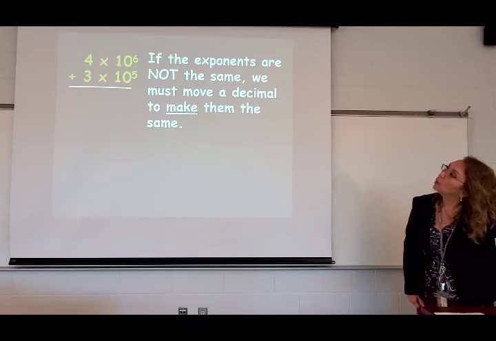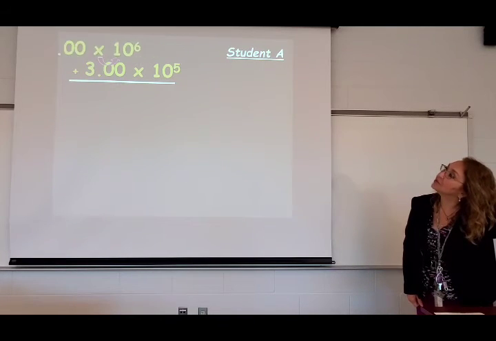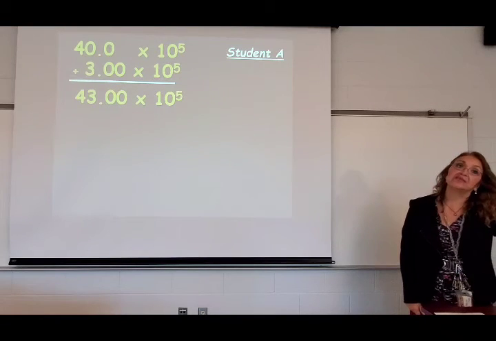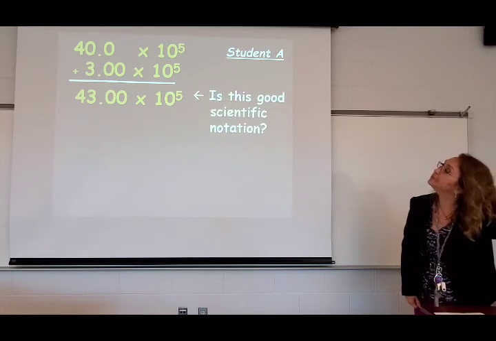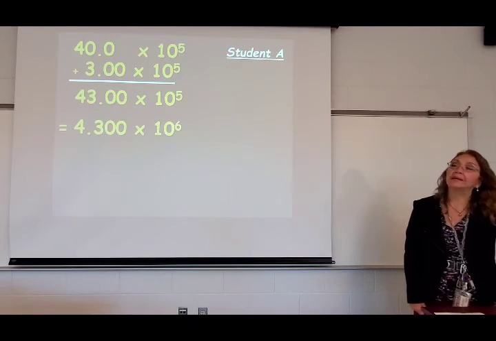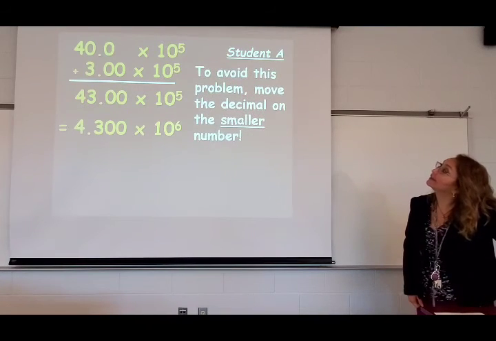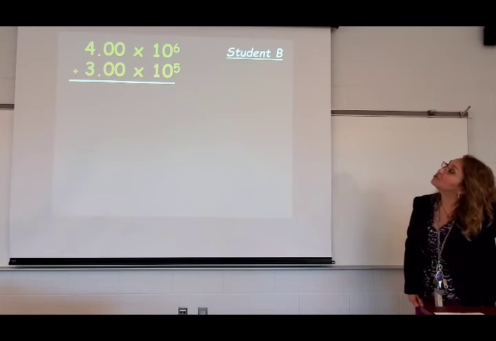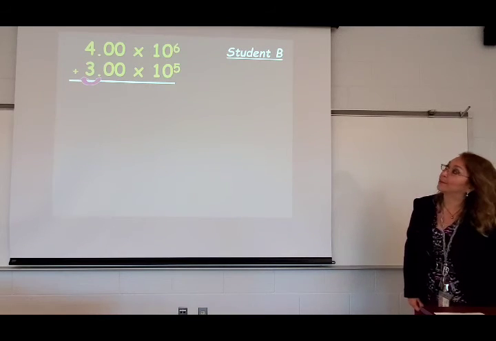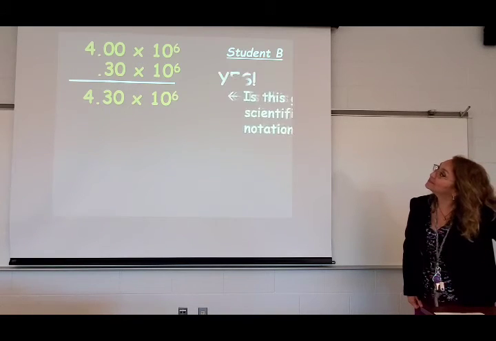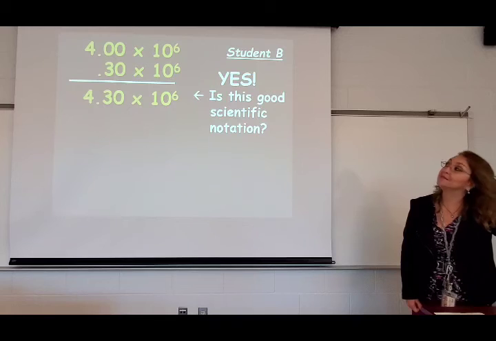You can go one of two ways. Student A chooses to go this way, and that is incorrect scientific notation, so now he has one more step to do. And there it is. Student A did it wrong. So don't be student A, be student B. Student B actually chooses to move the lower one to the higher one. And when he adds it, it is in the correct format. And that is all we needed.